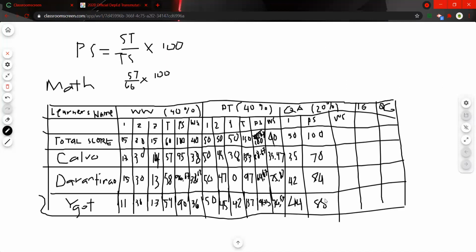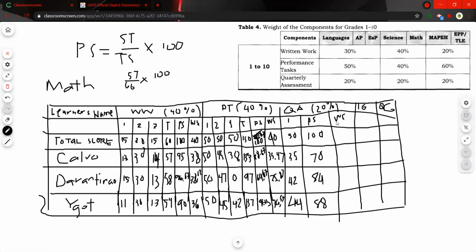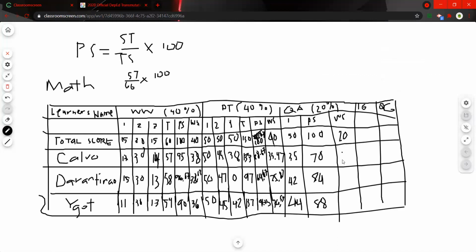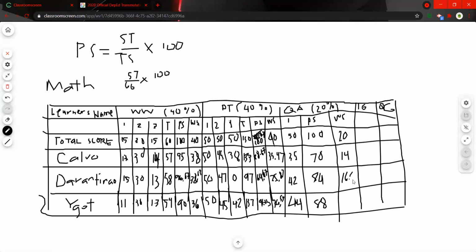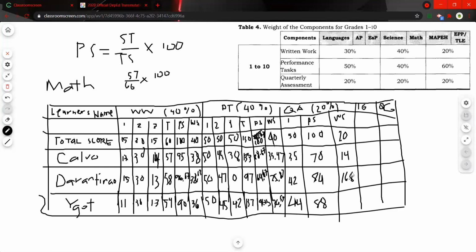Now, for the weighted score, our quarterly assessment is 20%. If we multiply 100 by 0.20, that is 20. Then for 70, 70 times 0.20, that is 14. 84 times 0.20, that is 16.8. Igot, 88 times 0.20, that is 17.6.